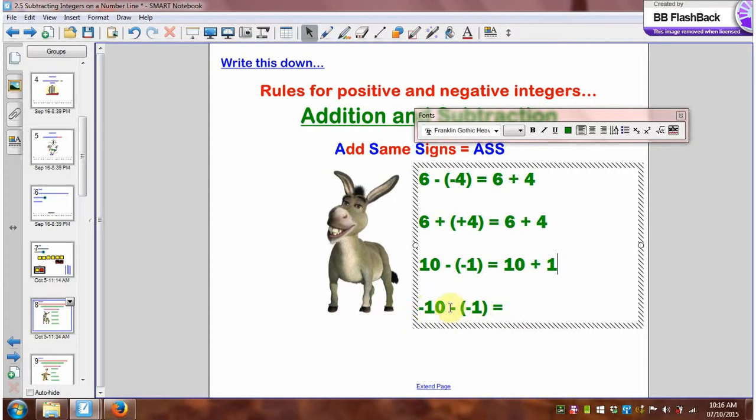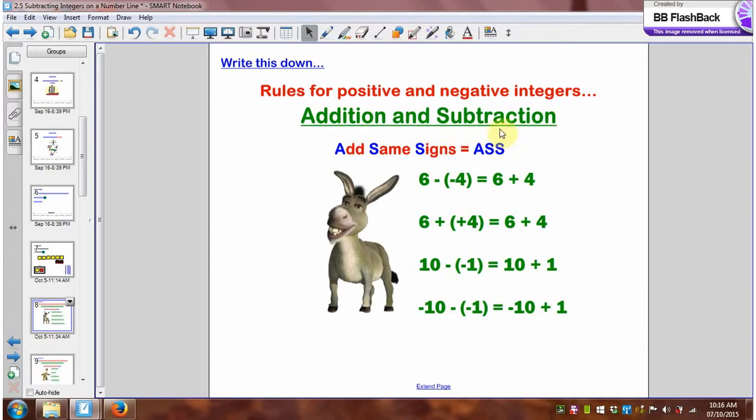Okay, here's another example. Well, we've got a negative out front. We don't do anything with a negative out front. We're only working with signs in between. So we just bring over our negative 10. Then we look in the middle. We have a minus sign and a negative sign. So add same signs. They're the same, so we write it out like that.